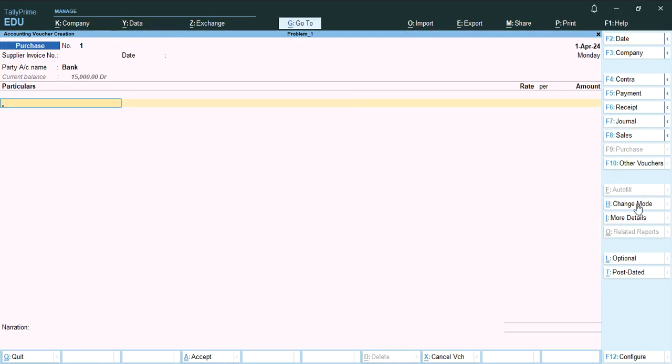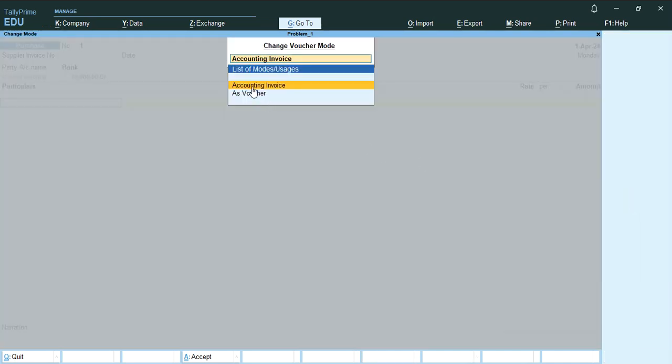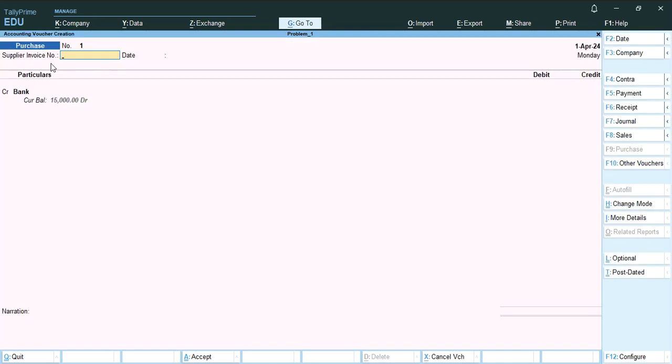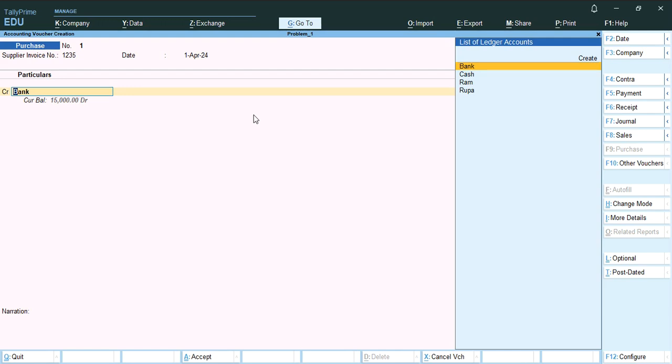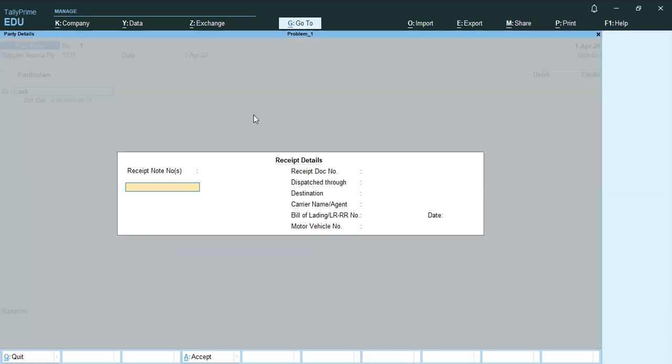As usual, we have pressed F9. After pressing F9, you can see it is asking for party name and particulars, because it is in the accounting invoice mode. Press change mode. Here you can see voucher. Select it. You can see supplier invoice number. If you have any supplier invoice number, you can provide it. Otherwise, okay. Now as usual, enter purchase account debit to cash. Okay, cash.